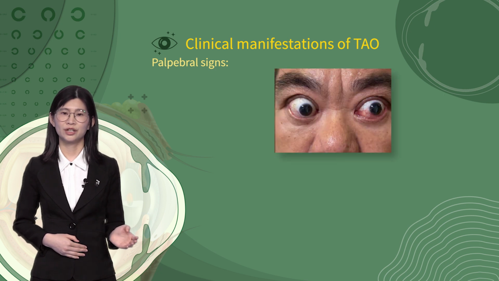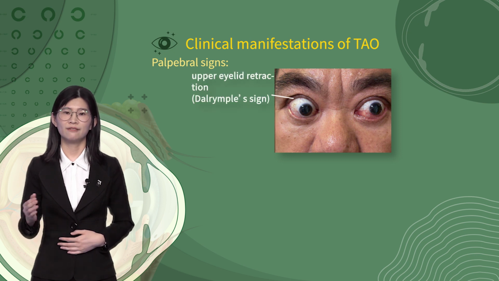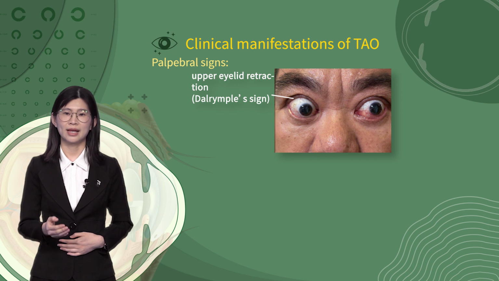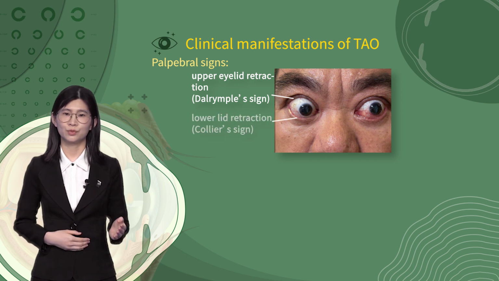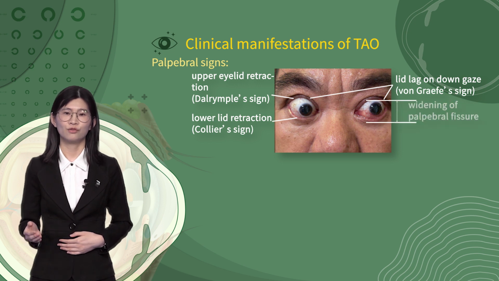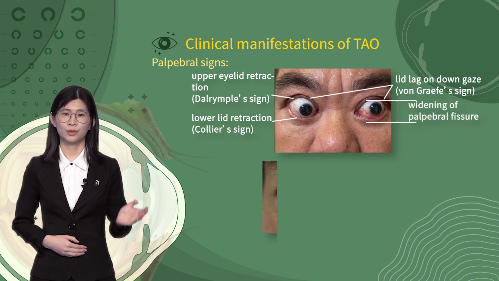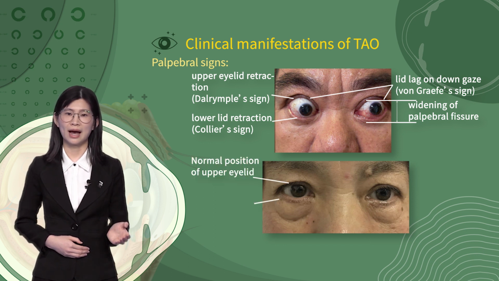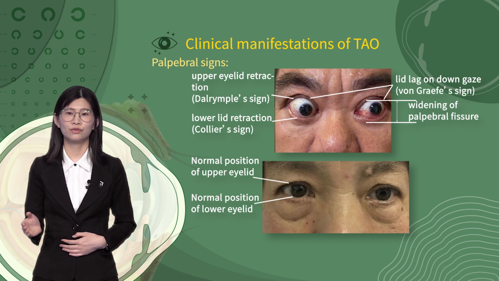These are the most important features of thyroid-associated ophthalmopathy, including widening of the palpebral fissure, upper eyelid retraction, Dalrymple sign, lower eyelid retraction, Kocher sign, and lid lag on downward gaze, von Graefe sign. From the picture, we can see that normally the location of the upper eyelid is 1 to 1.5 mm below the superior limbus, and that of the lower lid is at the inferior limbus.